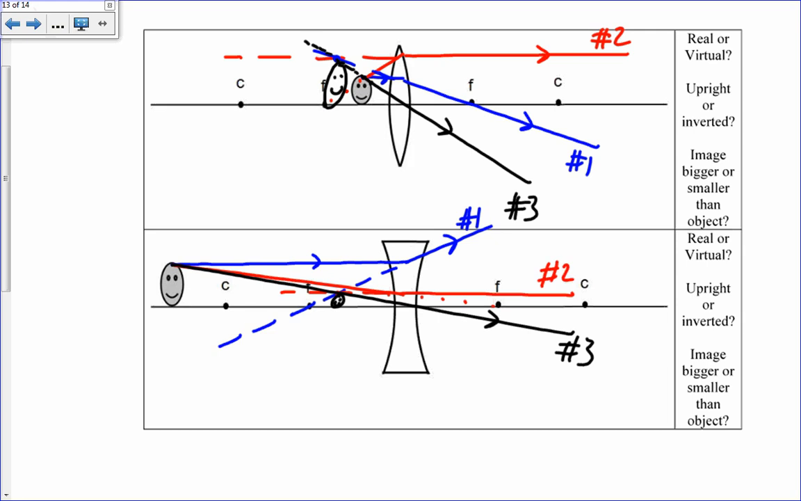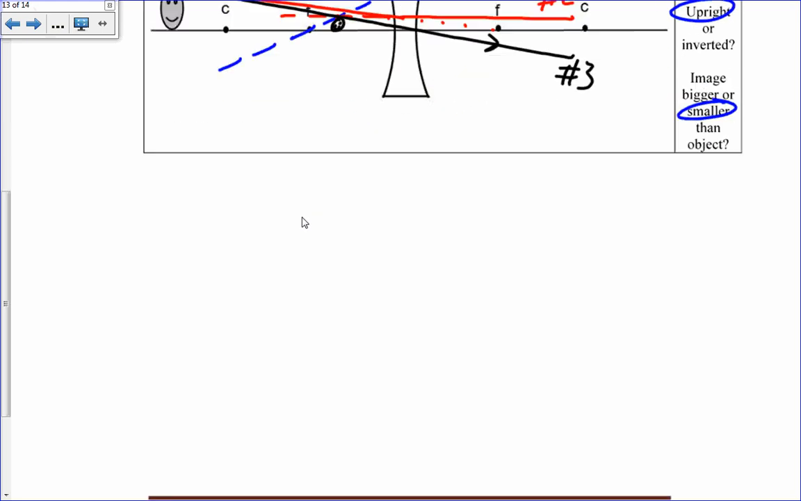Let's see, this is a virtual image. It's upright and it's smaller. I don't know if I did this up here. That was a virtual, upright, bigger image. That's the end.